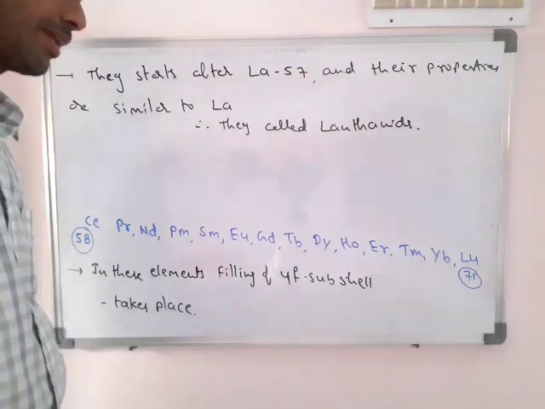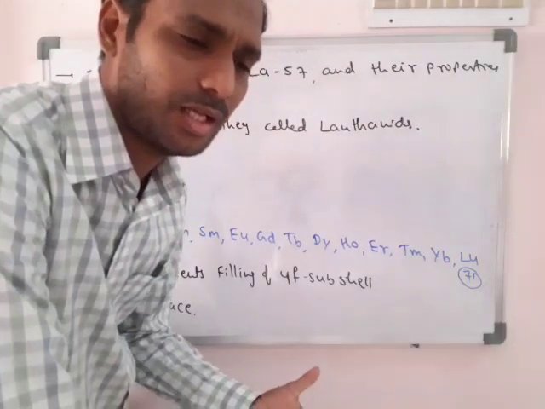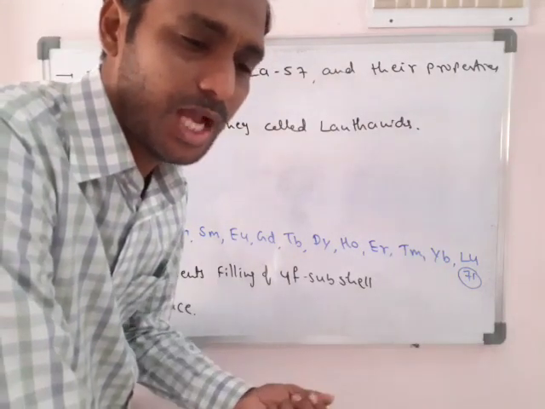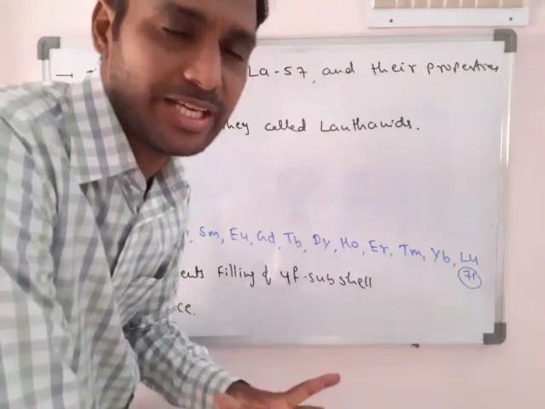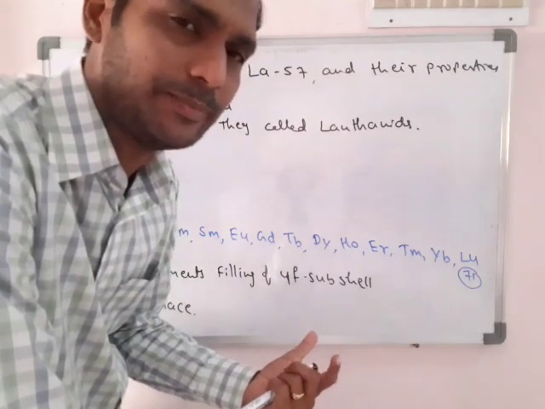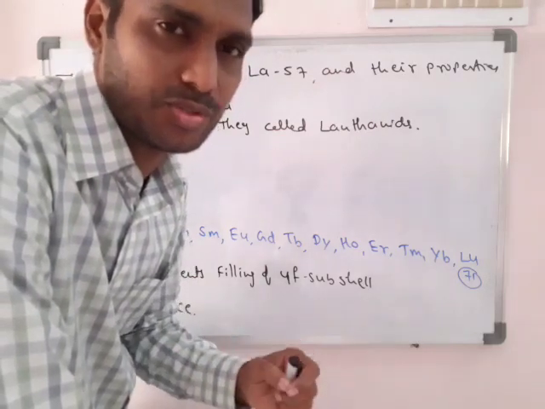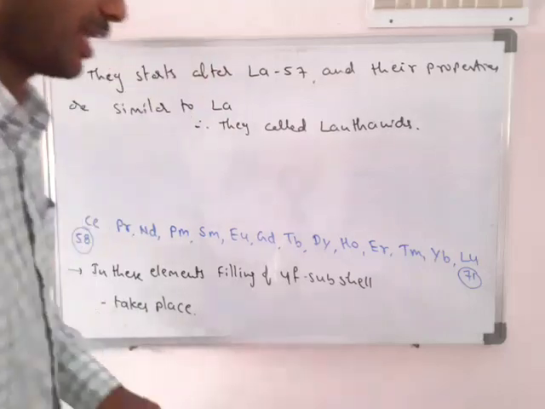Next, what is the other name for it? They are also known as rare earth elements, because their abundance in the earth is very low. We are able to find them in the earth only in very small amounts. That's why they are treated as rare earth elements.